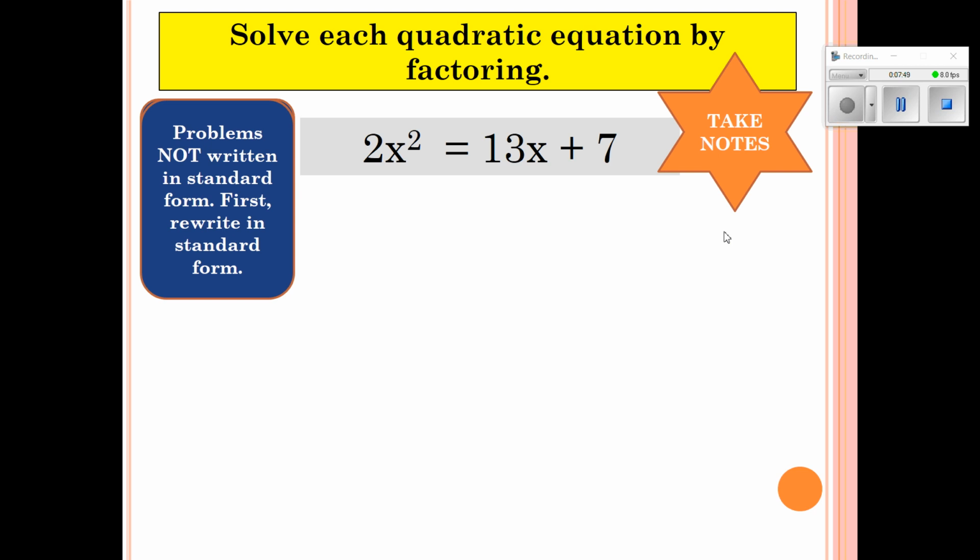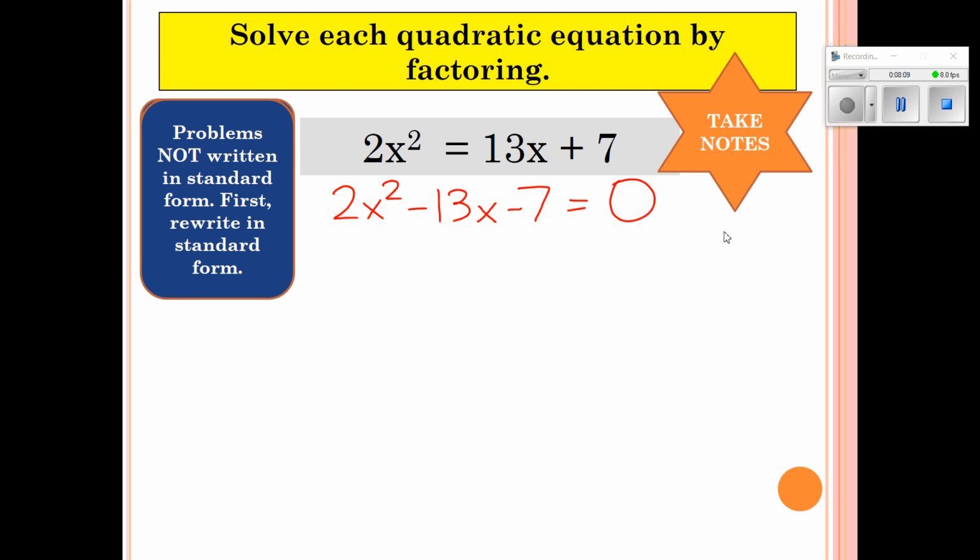All right, so again, this one is not written in standard form. So I'm going to keep my leading coefficient positive, and I'm going to move the 13x to the left side, and I'm going to move the 7 to the left side and set it equal to 0 because I want y to be 0. Here, the leading coefficient is greater than 1.